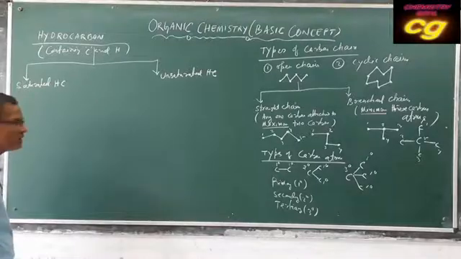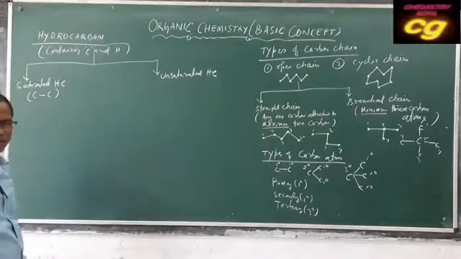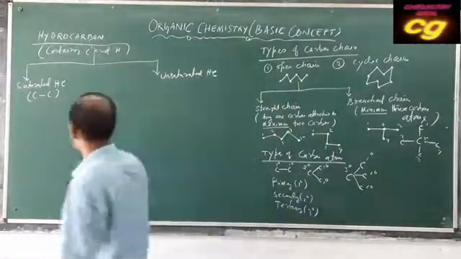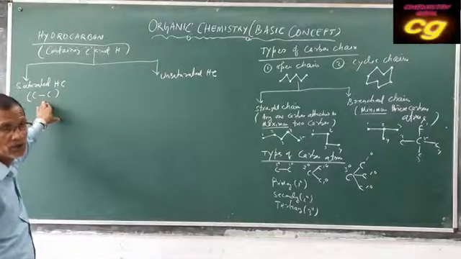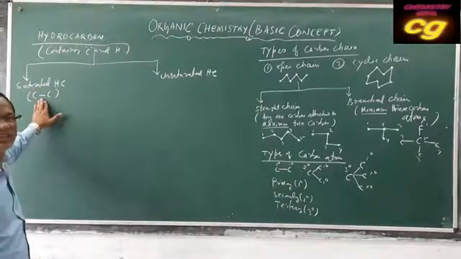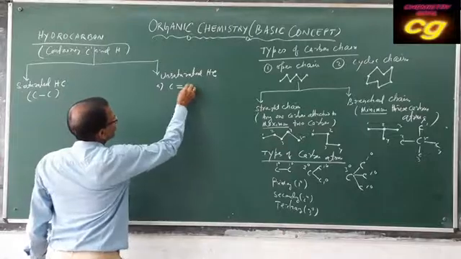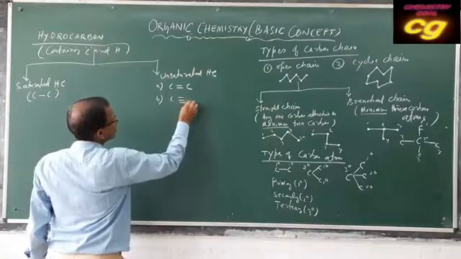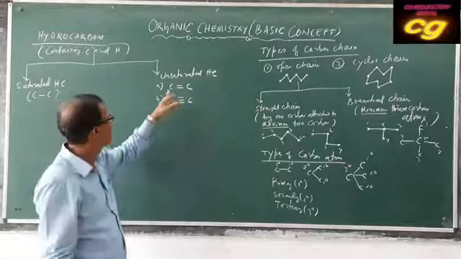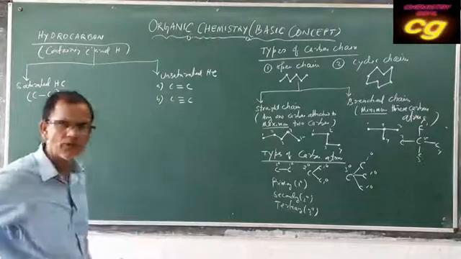Saturated means it has carbon-carbon single bond. This is a very important characteristic of saturated hydrocarbon: it has only carbon-carbon single covalent bond. Already we discussed types of covalent bond: single bond, double bond, triple bond. But unsaturated means it may have a carbon-carbon double bond or a carbon-carbon triple bond, and both are called multiple bond. Multiple bond means more than one.